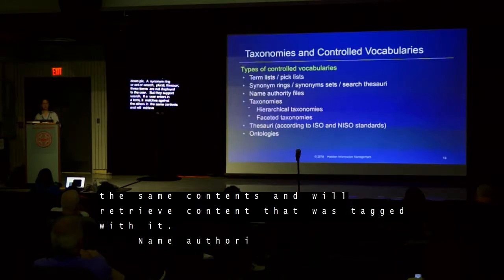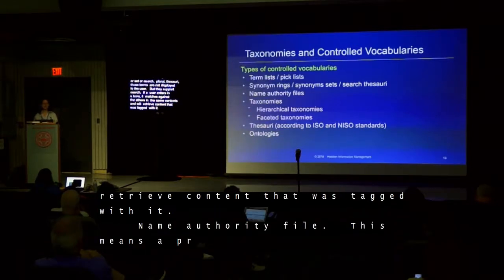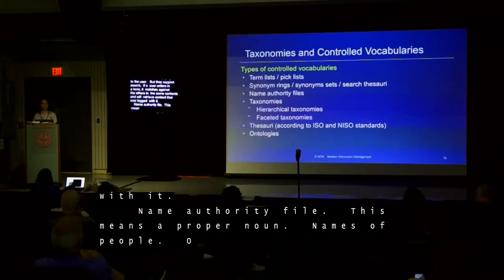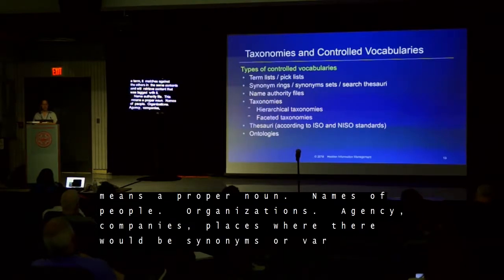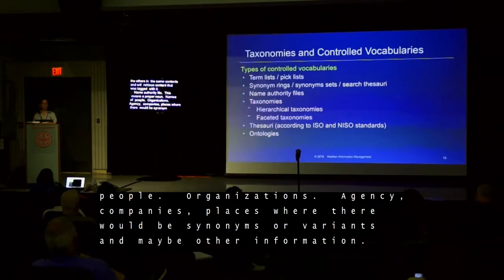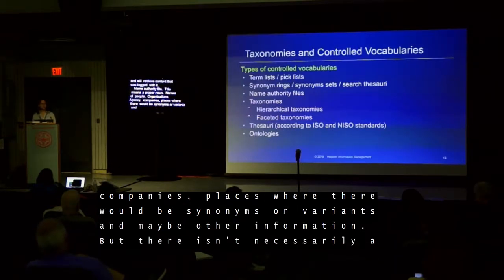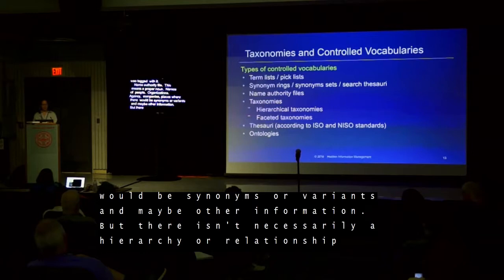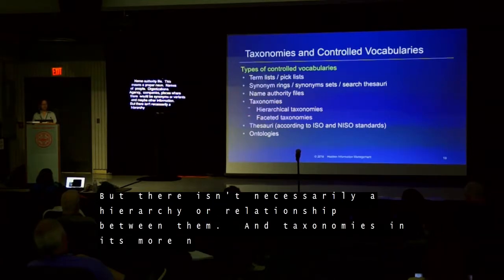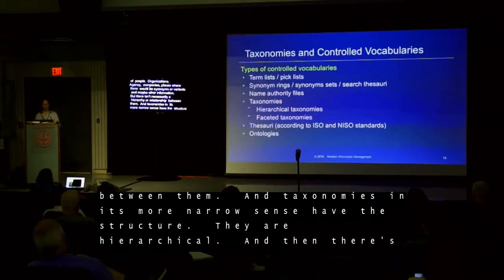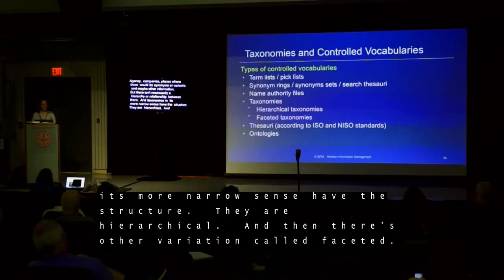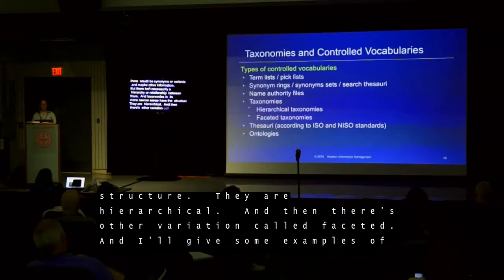The name authority file means proper nouns: names of people, organizations, agencies, companies, places, where there would be synonyms or variants and maybe other information, but there isn't necessarily a hierarchy or relationship between them. And taxonomies, in the narrower sense, have this structure. They are hierarchical. And then there's another variation called faceted, and I'll give some examples of that.